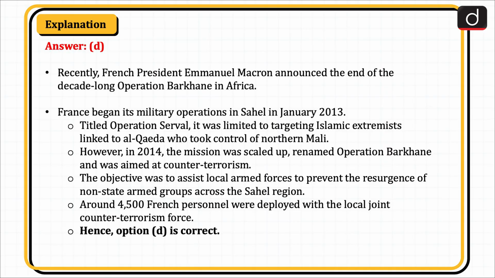Recently, French President Emmanuel Macron announced the end of the decade-long Operation Barkhane in Africa. France began its military operations in Sahel in January 2013. Titled Operation Serval, it was limited to targeting Islamic extremists linked to Al-Qaeda who took control of northern Mali. However, in 2014, the mission was scaled up, renamed Operation Barkhane, and was aimed at counter-terrorism. The objective was to assist local armed forces to prevent the resurgence of non-state armed groups across the Sahel region. Around 4,500 French personnel were deployed with the local joint counter-terrorism force. Hence, option D is correct.